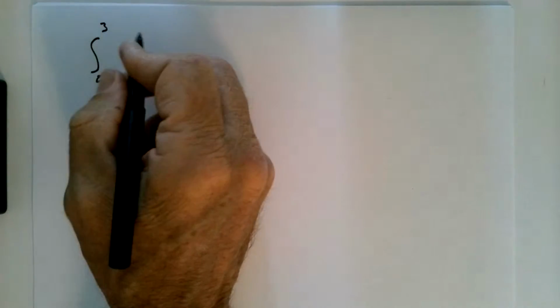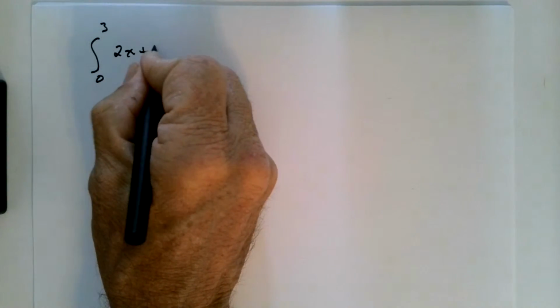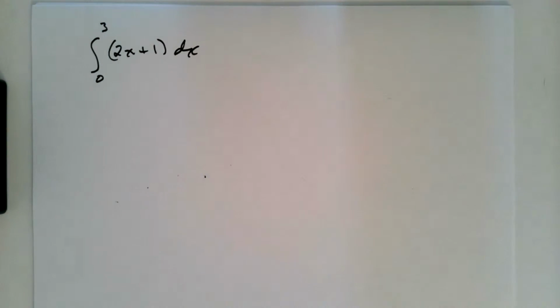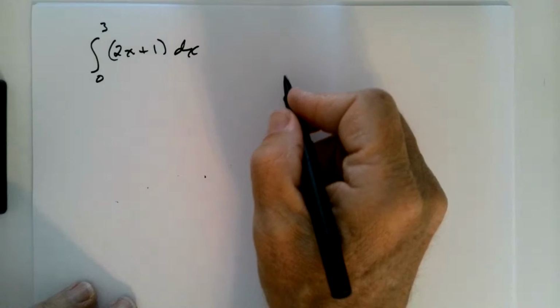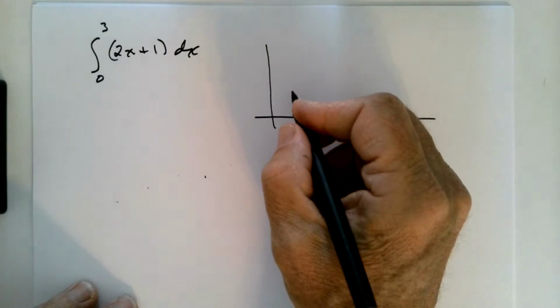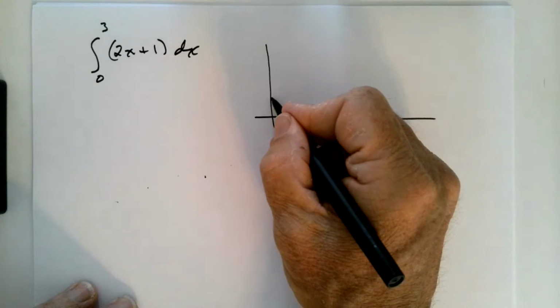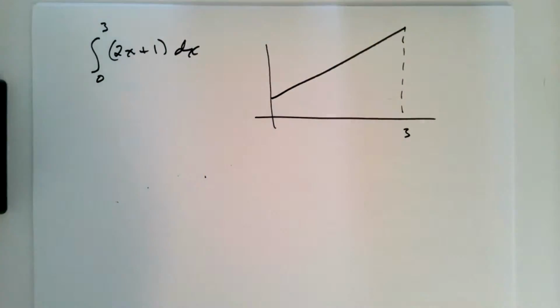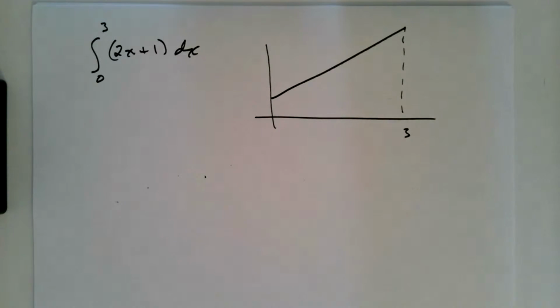The integral from 0 to 3 of 2x plus 1 dx. From geometry, we think it's going to be 12. We need to figure out some way to describe this. So here's our picture again. Here's 3. I'm going to draw in n rectangles.